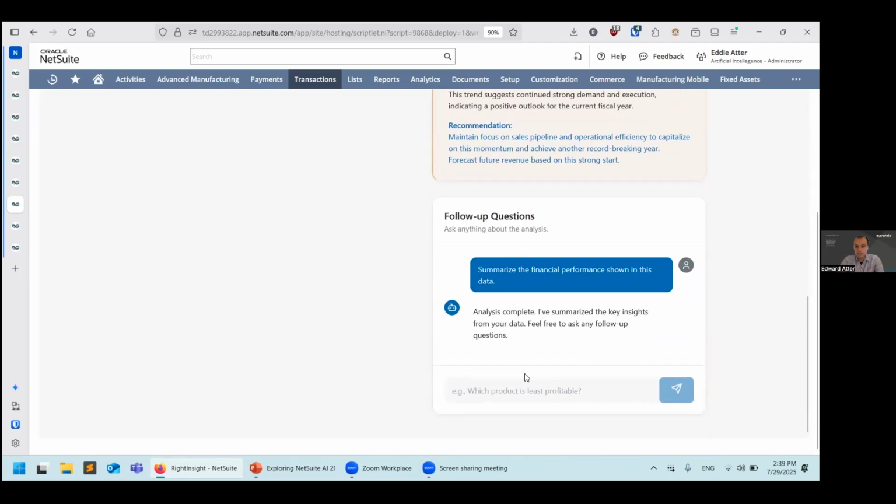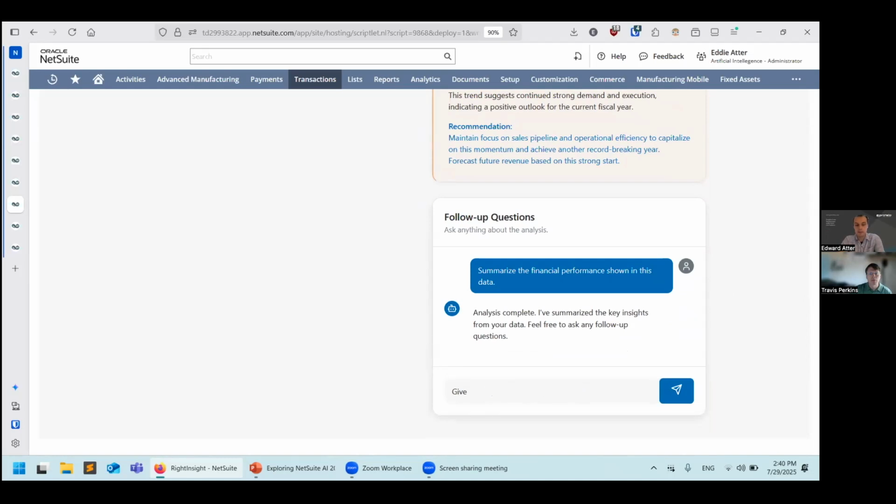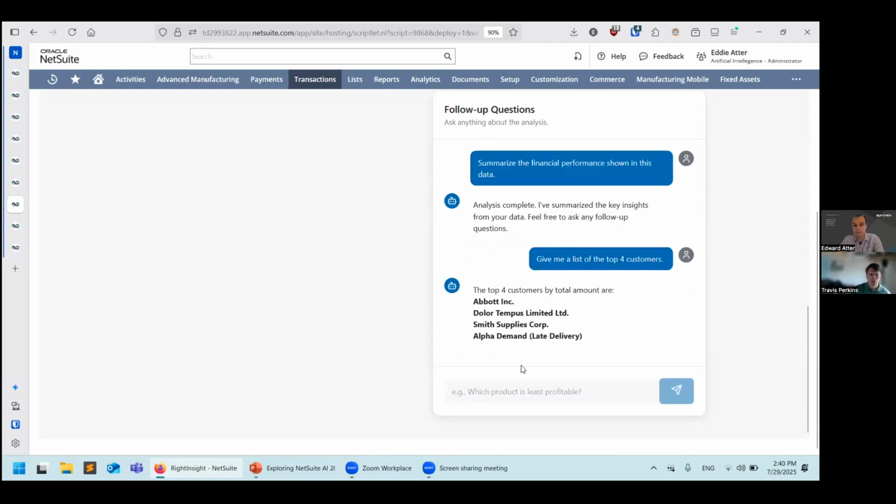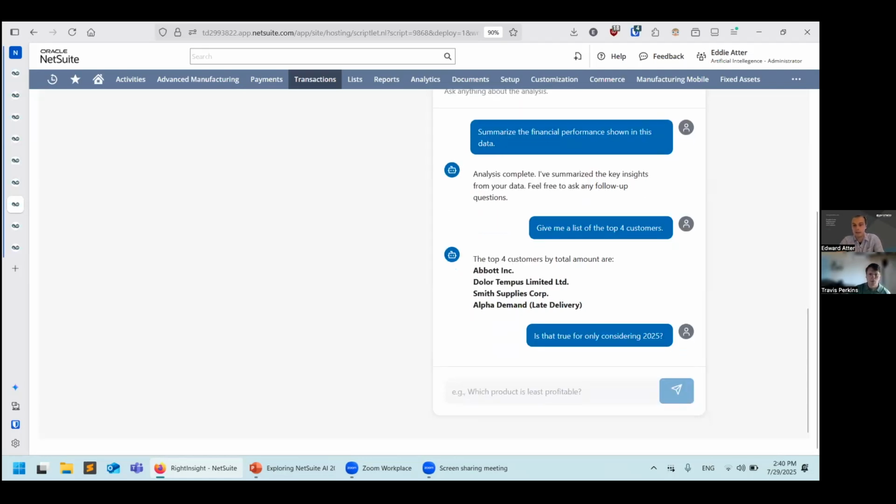So I can go here and say, similar to before, let's start with a list of the top customers. So give me a list of the top four customers. And all right, is that true overall? Is that true for only considering 2025? So maybe it's changed in 2025.